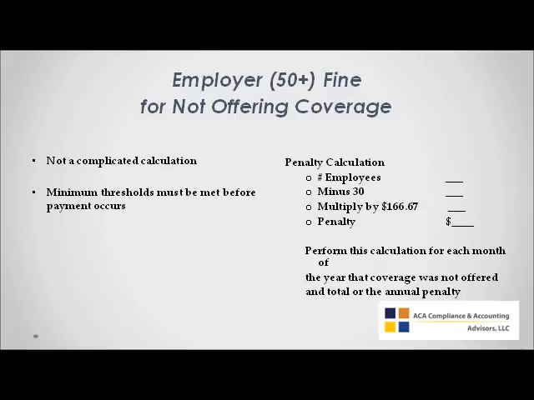Penalties are based on the number of full-time equivalent employees, FTEs, minus 30 times $166.67 monthly. For example, a company with 80 employees will pay penalties of $8,333.50 per month, or $100,002 per year. The math is 80 employees minus 30 equals 50 employees times $166.67, which equals $8,333.50. Annualized, the penalty is $100,002.